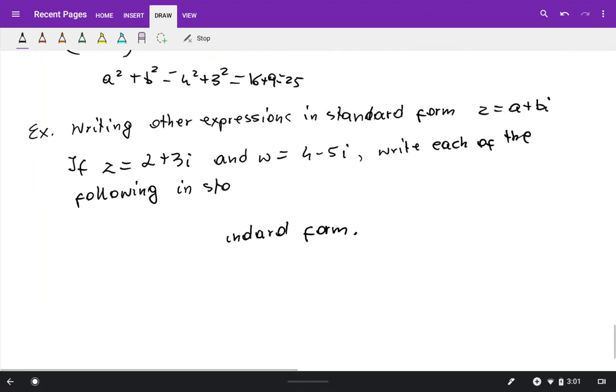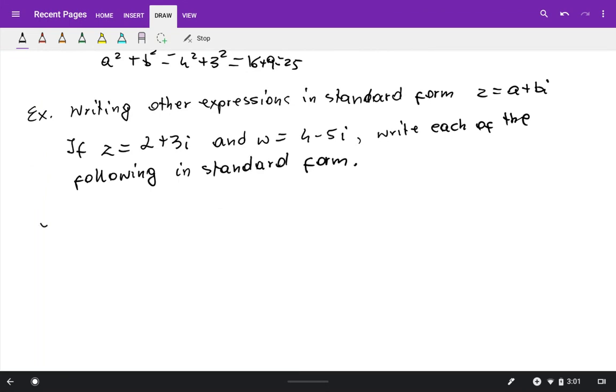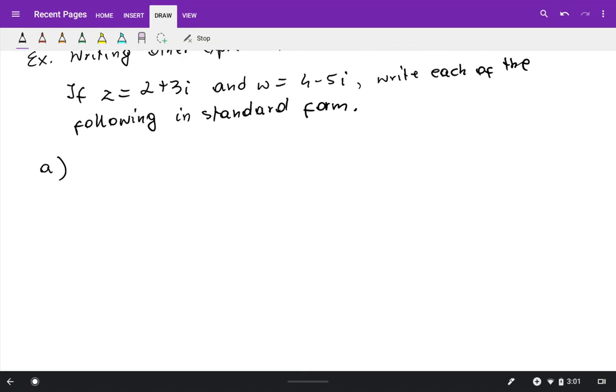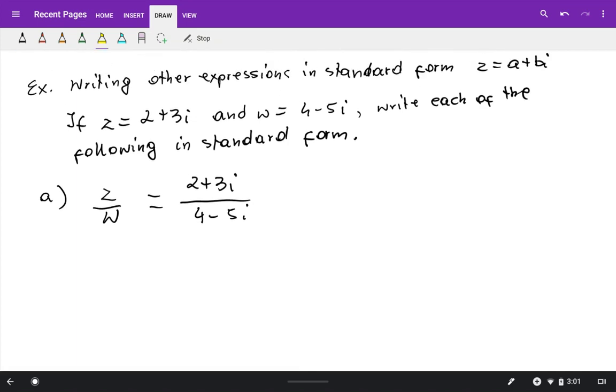Okay, so A. I want you to divide z divided by w. So z is 2 plus 3i, w is 4 minus 5i. Don't forget that you need to write your solution in standard form. To do that, we need to multiply top and bottom by the conjugate of the denominator, which will be 4 plus 5i.